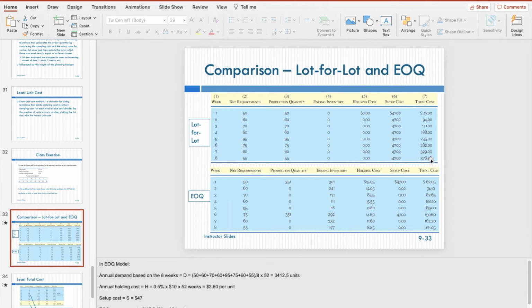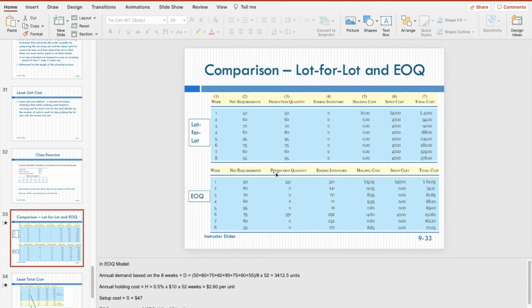Think about this. Since each time, or let's say in each week, you incur $47. All right. How many weeks in total? You have 8 weeks, right? You just use 8 times 47. That'll be this amount, 376. Okay. That's actually corresponding to the characteristic of the lot for lot technique.